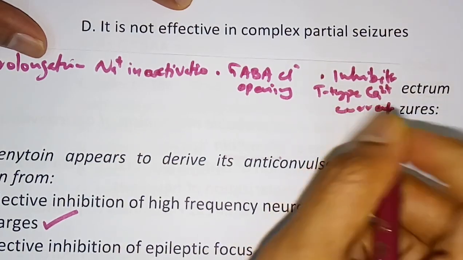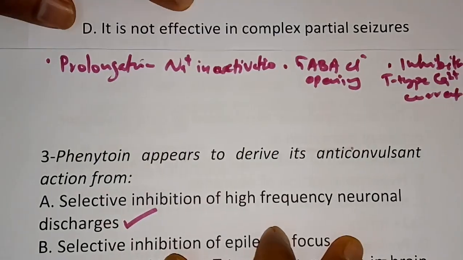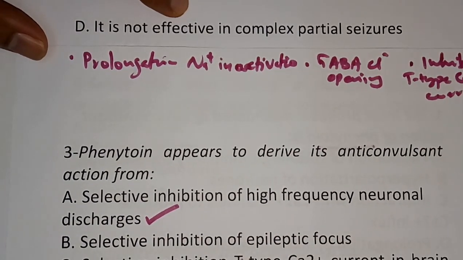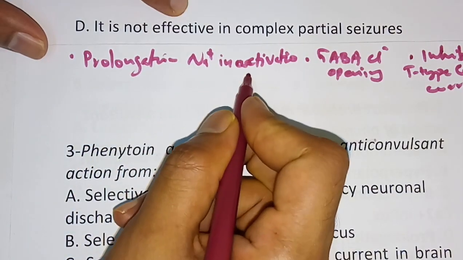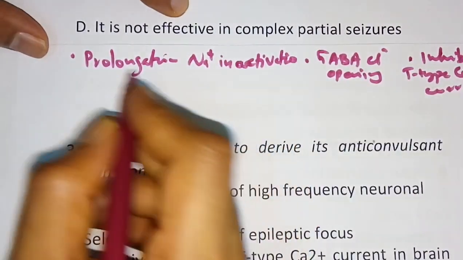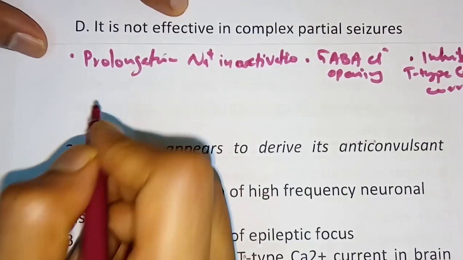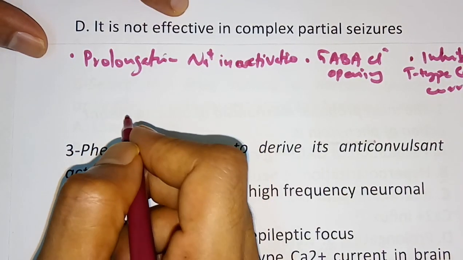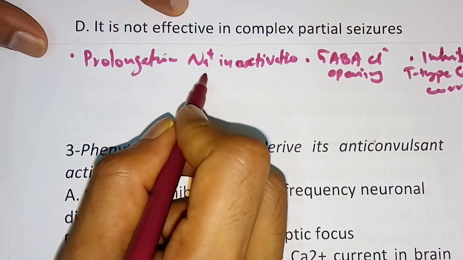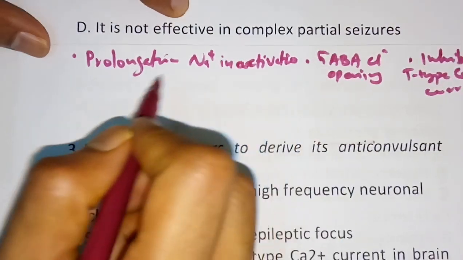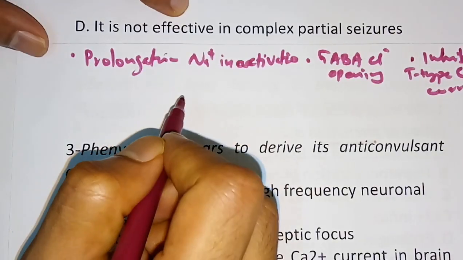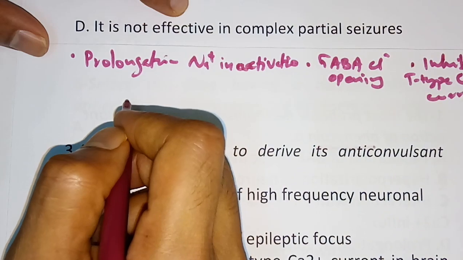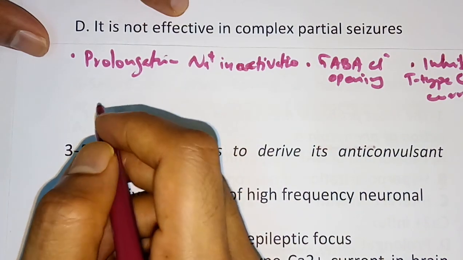These are the different 3 types of classes of anti-epileptic drugs. This is very important. The drugs coming under prolongation of sodium channel inactivation are phenytoin, carbamazepine, valproate, lamotrigine, topiramate, zonisamide. All of these drugs cause prolongation of sodium channel inactivation. That is the mechanism of action of these drugs.